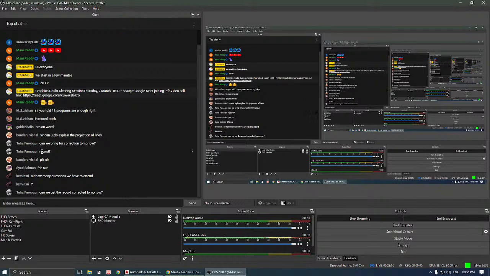Can we bring the correction tomorrow? Those who bring it for correction tomorrow will be allowed in at the last. First we will allow the students who are coming on time with full correction. Later we will see what to do with students who are late or those who are bringing it for correction tomorrow.